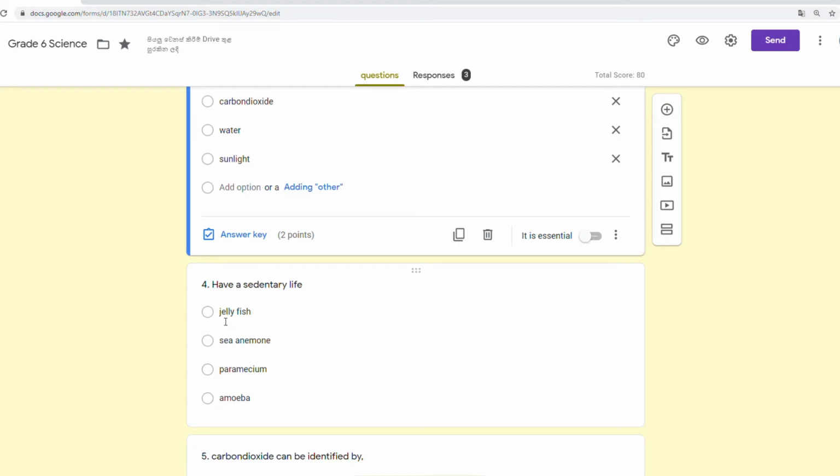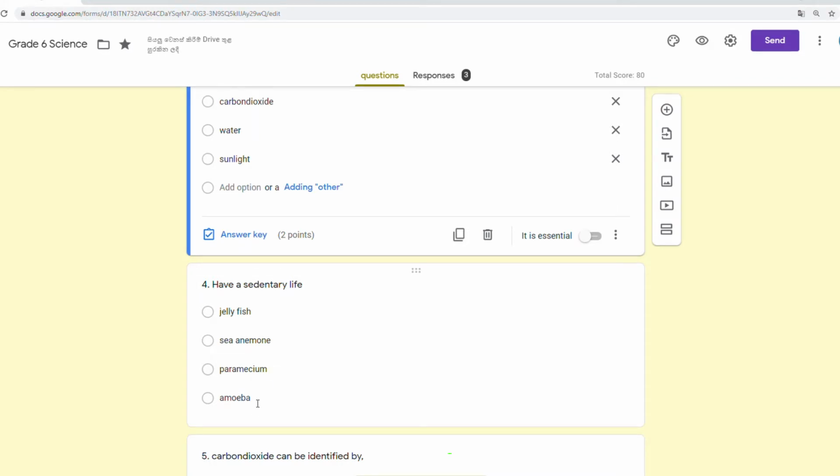Jellyfish is an aquatic swimming animal. The jellyfish can easily swim from place to place, so it is not a sedentary style. And paramecium is a microorganism. It also swims. Amoeba is also the same.